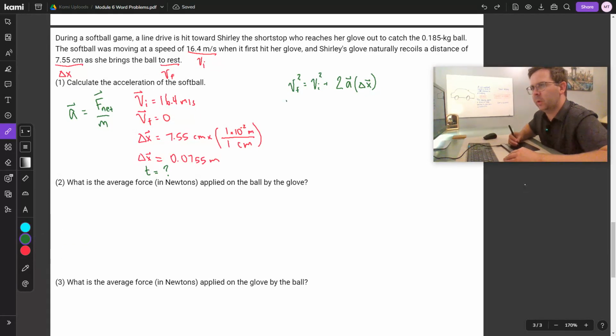So let's substitute in our numbers. The final velocity is 0. The initial velocity is 16.4 meters per second, and that gets squared, plus 2 times the acceleration times the displacement, which we converted into meters.